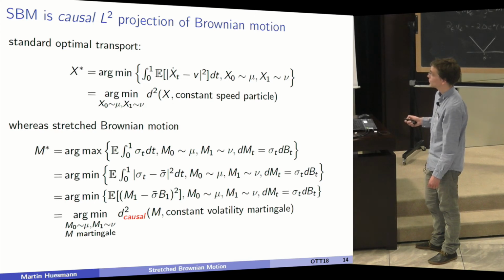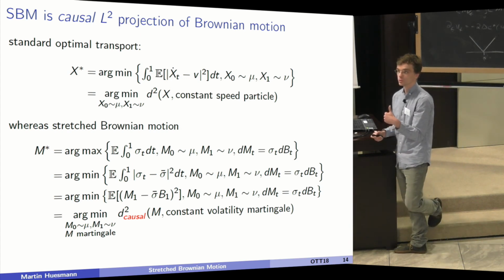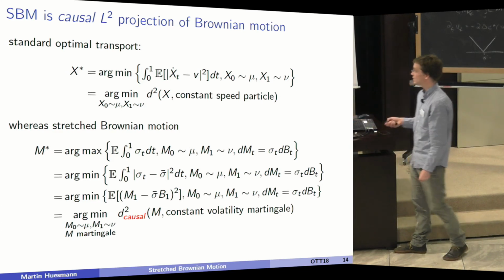And now what you see is this is very similar to the original formulation, but instead of a constant speed particle, you get a constant volatility martingale. And there's one more thing here: this martingale and the Brownian motion are coupled not just at time 1, but at each time t. So the way I couple the martingale with the Brownian motion is in a certain causal way that I need to reflect the filtration structure, so the information flow of the problem. So I'm not allowed to couple a certain event which happens at time t with an event that happens at time 1.